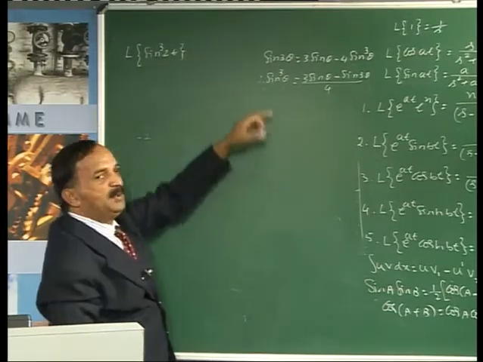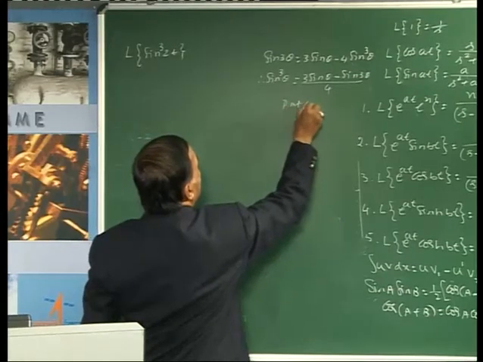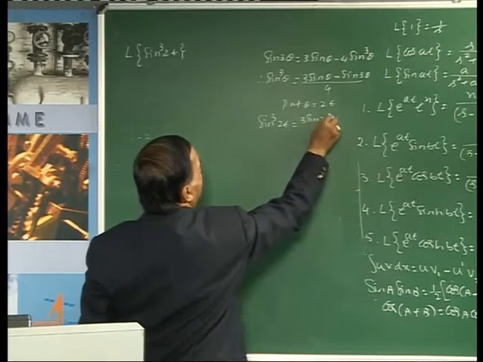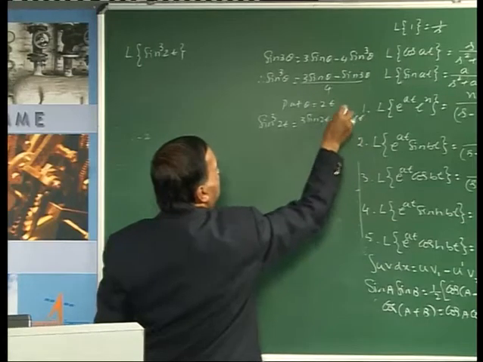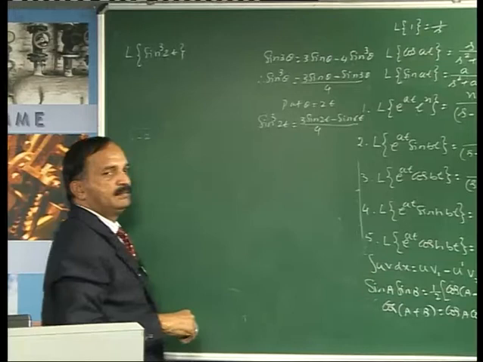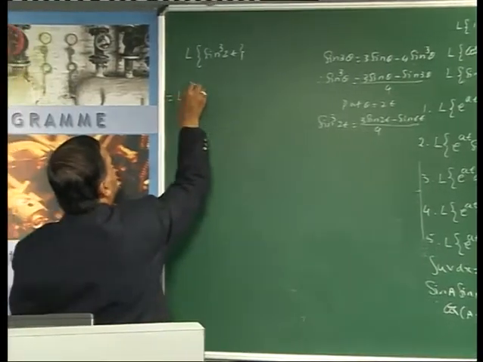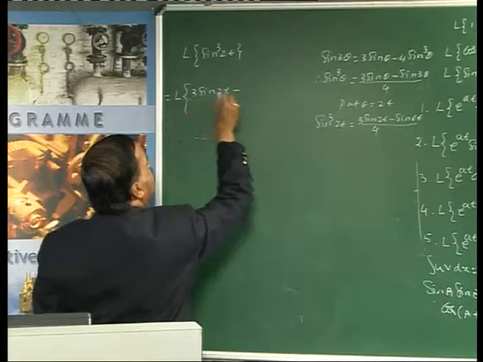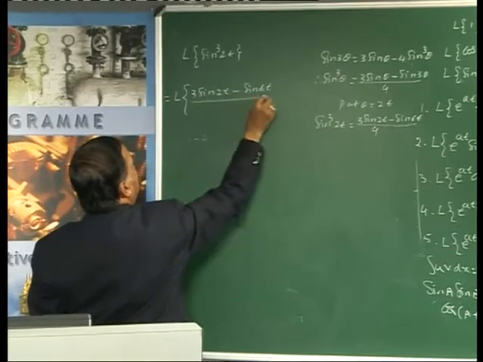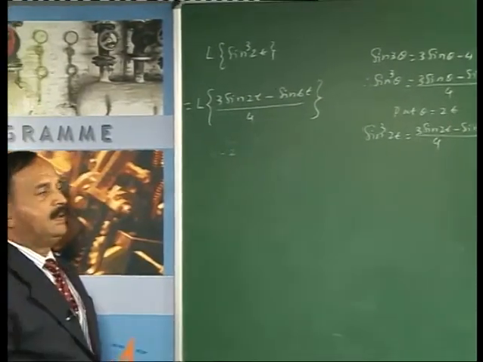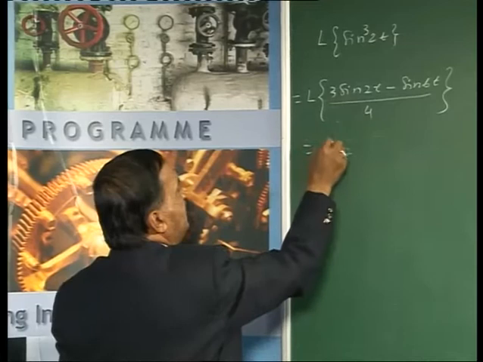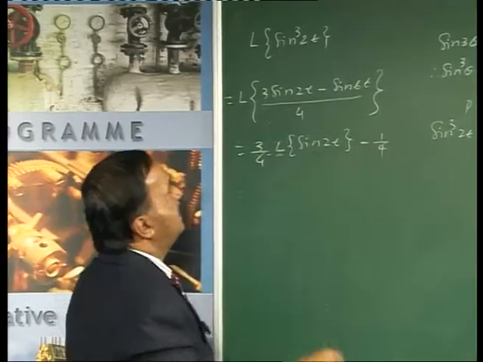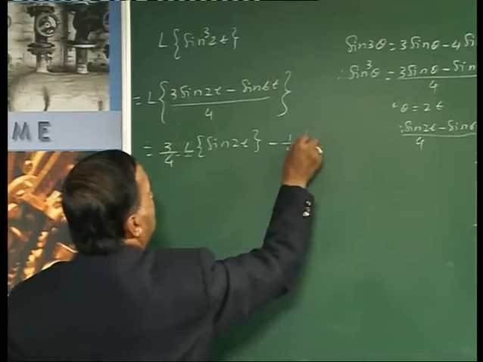We want sin cube 2t here, so put theta is equal to 2t, then this becomes sin cube 2t is equal to 3 sin 2t minus sin of 3 into 2t, that is sin 6t, divided by 4. That means L of sin cube 2t is equal to L of 3 sin 2t minus sin 6t divided by 4. The next step is you take the constant outside, 3 by 4 into L of sin 2t, minus 1 by 4 into L of sin 6t.